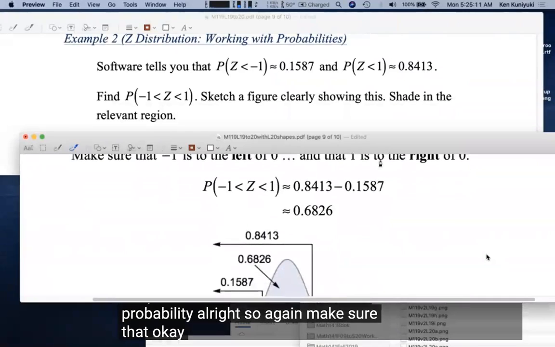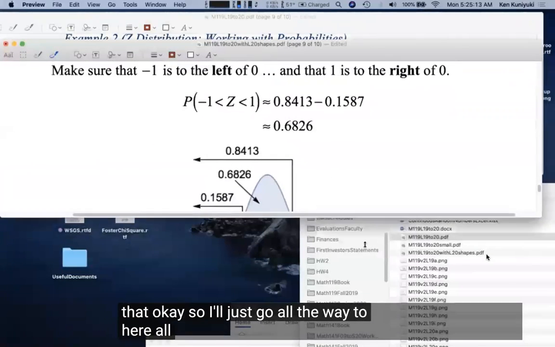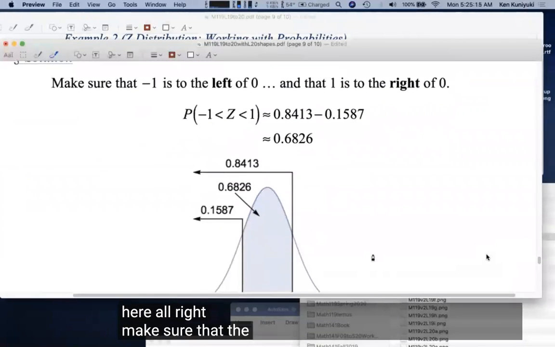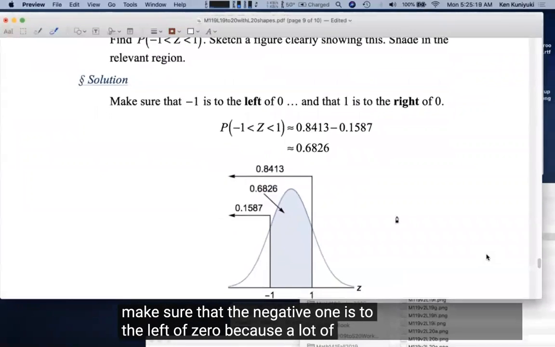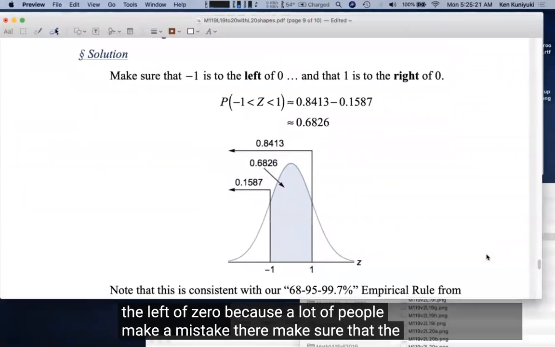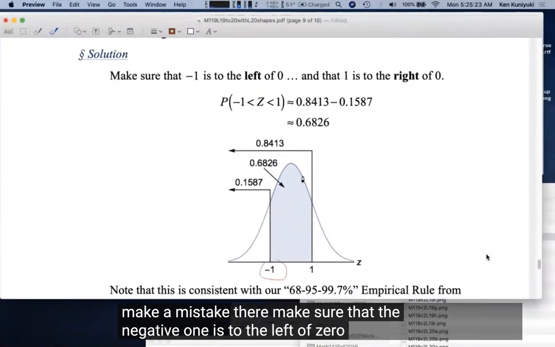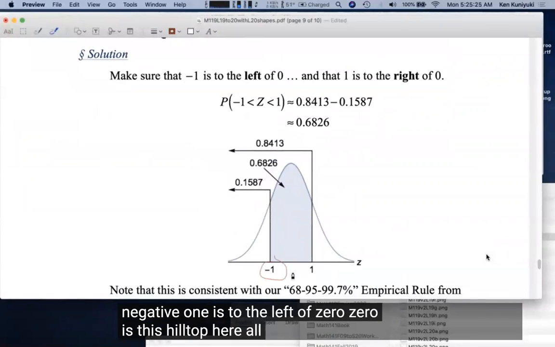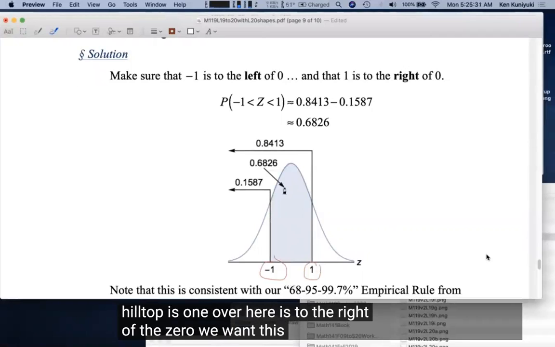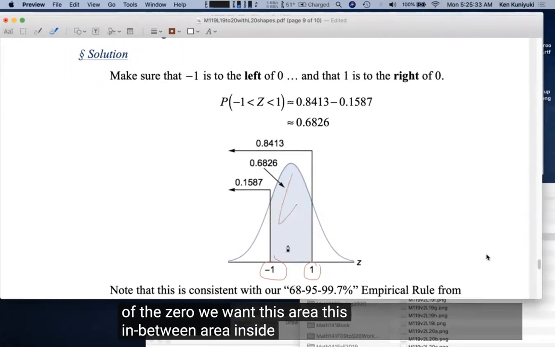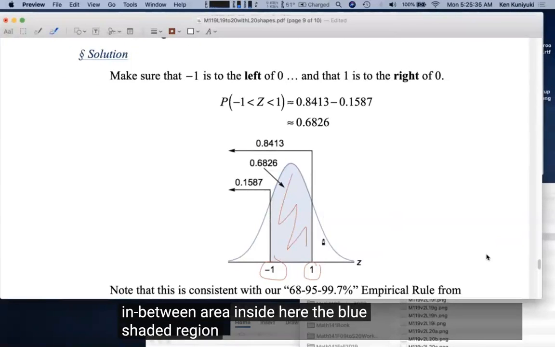Make sure that the -1 is to the left of 0, because a lot of people make a mistake there. 0 is this hilltop here, where the hilltop is. 1 over here is to the right of the 0. We want this area, this in-between area inside here, the blue shaded region.